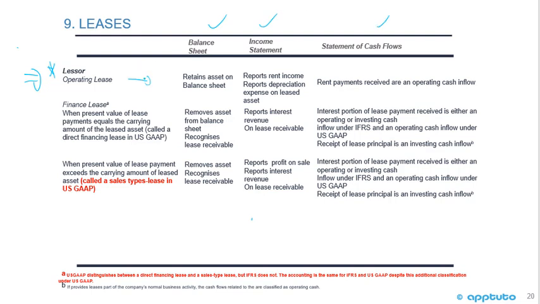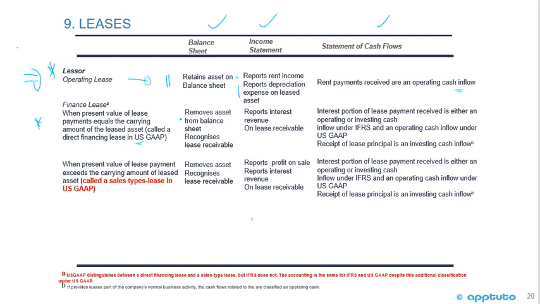So if it's an operating lease and I'm the lessor, I've got the asset on my balance sheet. Okay, so I'm going to have a rental income. It's going to be the same amount, and I'm going to have the depreciation expense, and my rent payments received are operating cash flow. If it's a finance lease, then I'm not going to have the asset on my balance sheet. It's going to move to the balance sheet of the lessee, okay? And that's when the present value of the lease payments equals the carrying amount of the leased asset, called a direct financing lease under US GAAP, okay?